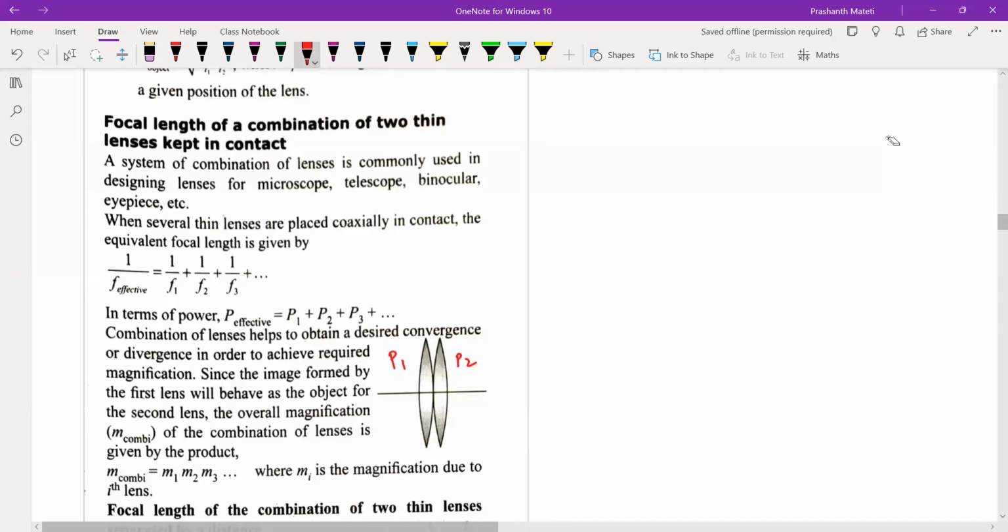Similarly, the effective focal length is given by 1 by F equals 1 by F1 plus 1 by F2 plus 1 by F3 and so on. And when you are using this, you have to be careful with the signs. For a convex lens, power is positive. For a concave lens, the power is negative.